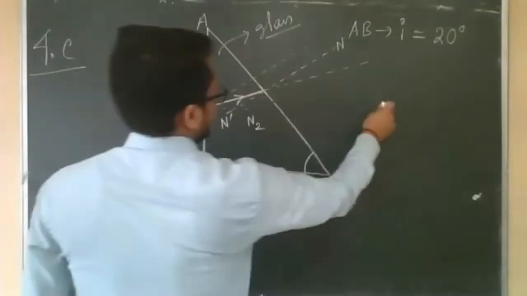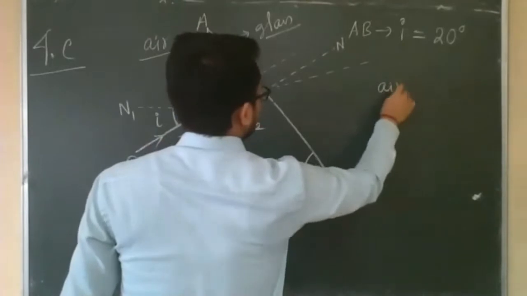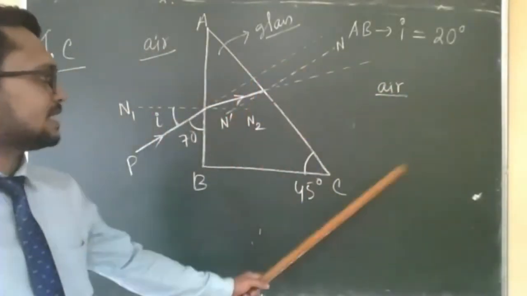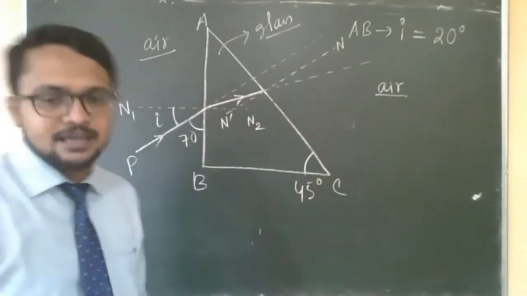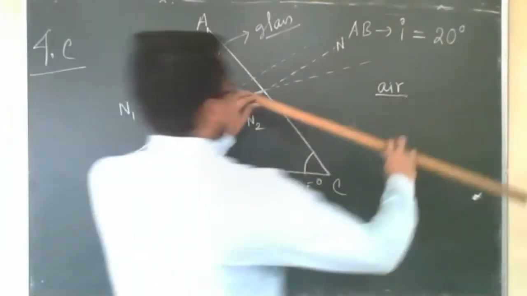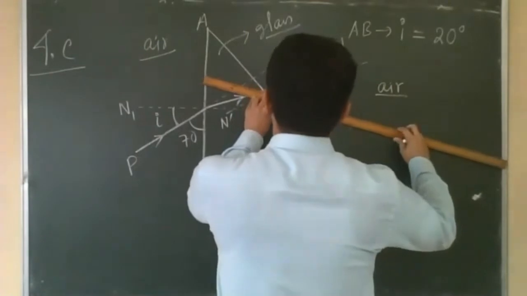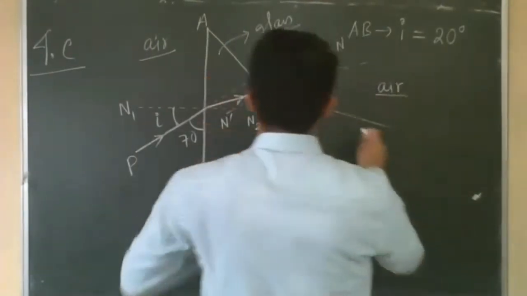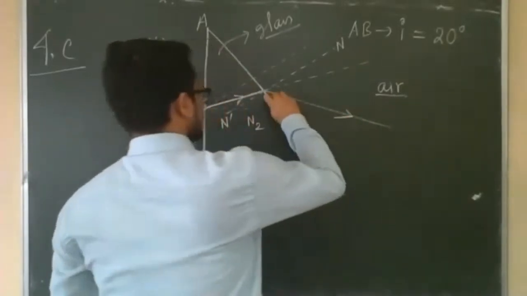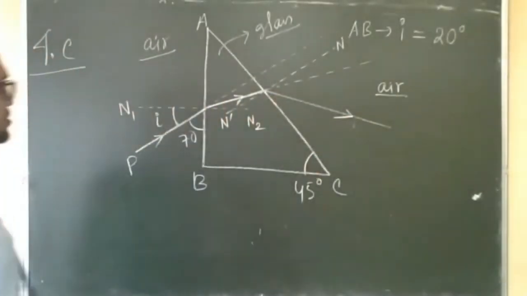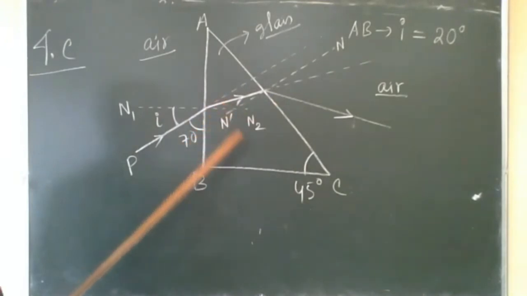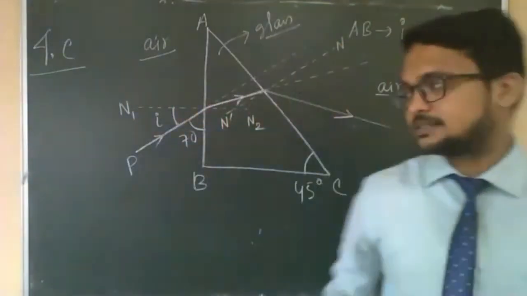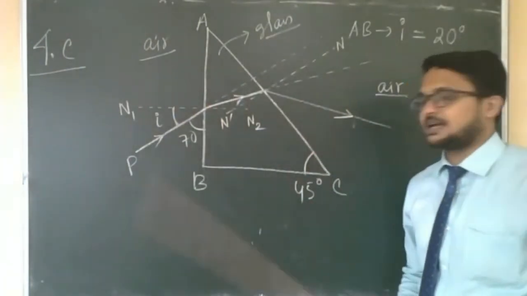Now glass to air. So tell me, towards or away? Away from the normal. Denser to rarer, away from the normal. So away from the normal means this one. Here there is no need to find the other angles because we cannot find those; for finding all the angles we need the refractive index. Yes, it will bend away from the normal. So this is the ray diagram.